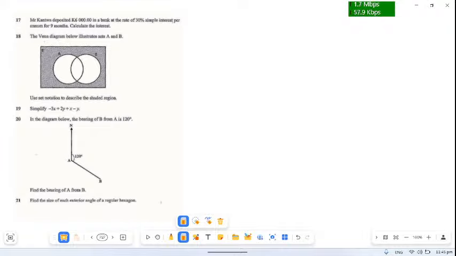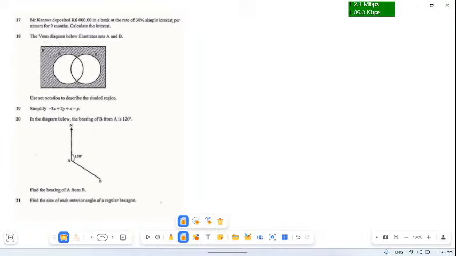Find the size of each interior angle of a regular hexagon. For you to find the correct answer on this one, you need to understand what a hexagon is. So what is a hexagon? Tell me, how many sides does a polygon called a hexagon have? Okay, a hexagon has got 6 sides.